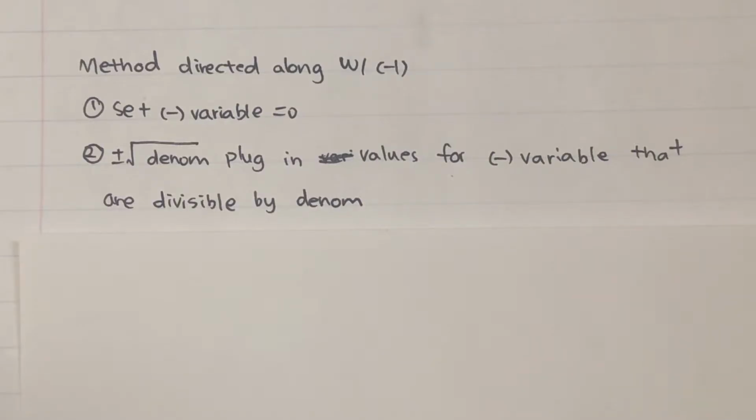So here is the method to solve the elliptic cone that is directed toward the negative direction. Firstly, we set the negative variable equal to 0, and then we plug in the positive and negative square root of the denominator into the values for the negative variable that are divisible by the denominator.